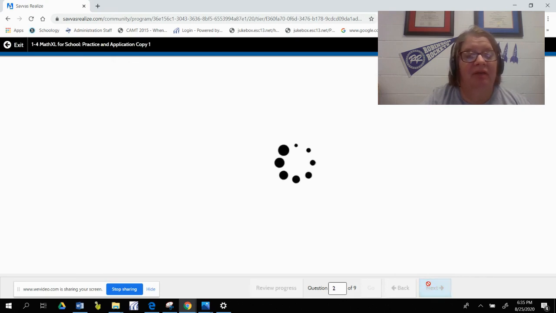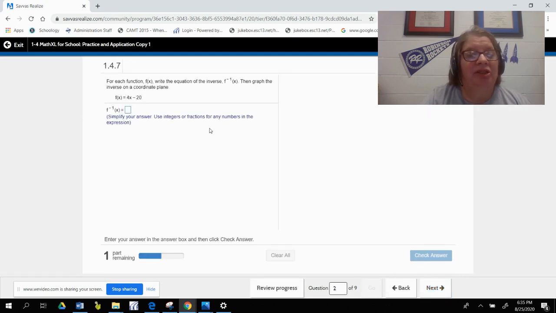Remember to read the blue letters if you have any little blue letters. This is for each function f of x, write the equation of the inverse, then graph the inverse on a coordinate plane. This is why I wanted to video this, because you haven't used the graphing tool on here before. But let's look at this equation.